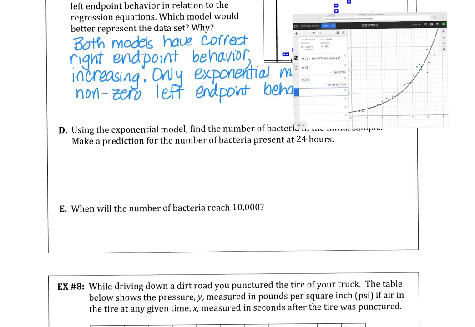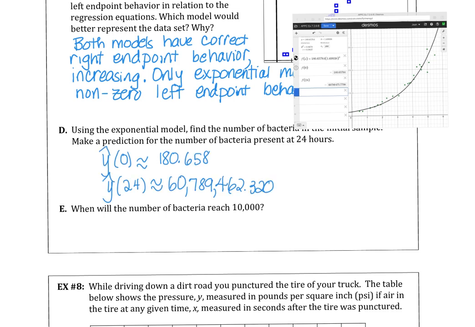So we got the y hat of 0 is about 180.658, and the y hat of 24 is roughly 60,789,462.320 bacteria. And then lastly, when will the number of bacteria reach 10,000?